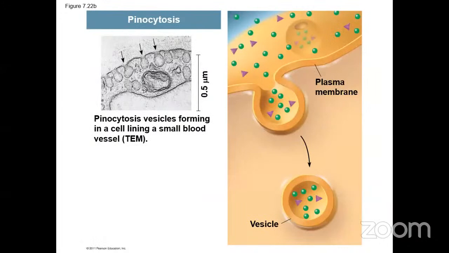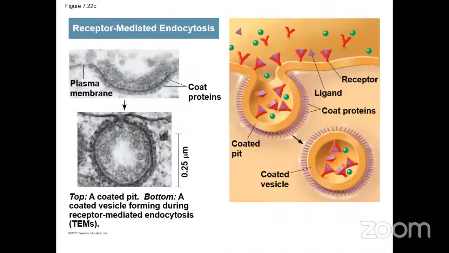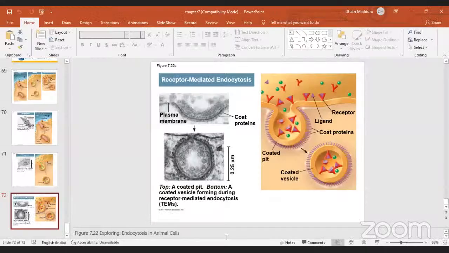And this is pinocytosis. See, these are the real images where you can see how the vesicles are formed. So this is receptor mediated endocytosis. Okay, so this is all about plasma membranes and other cell membranes. If you have any doubts, you can ask.